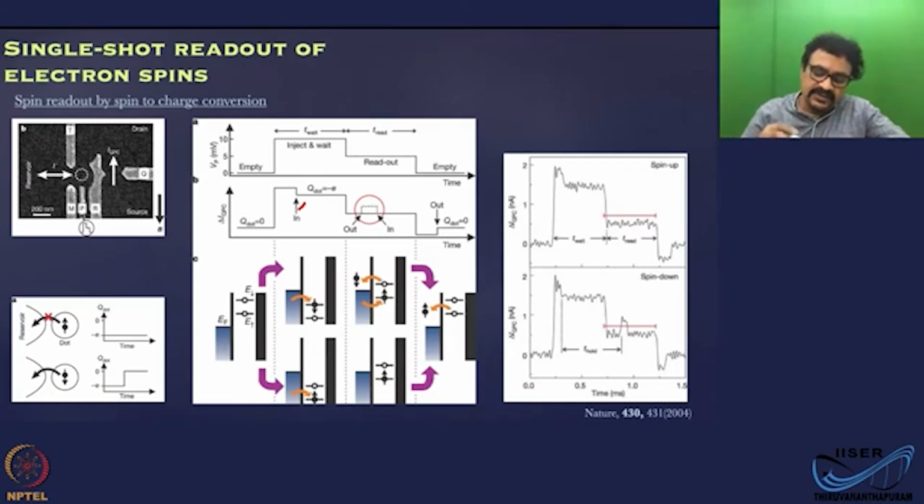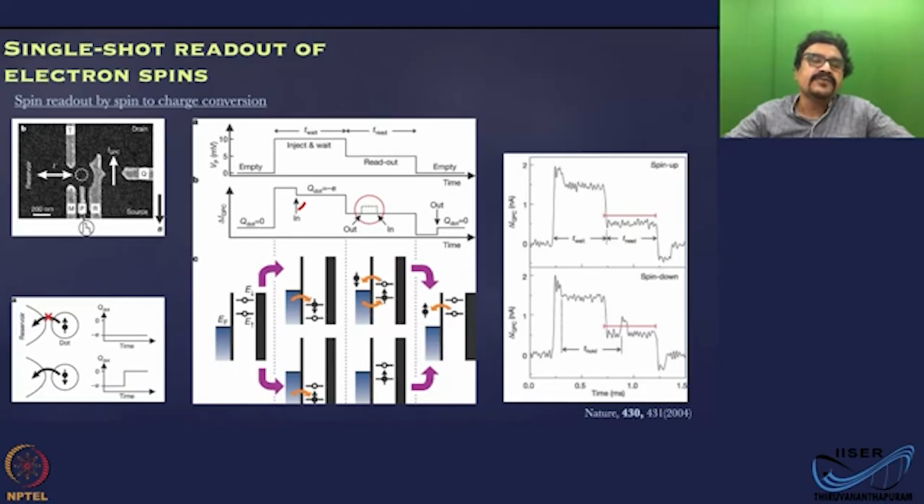So in this landmark paper, what they have done is you have a quantum dot. By energizing these gates, you get the quantum dot, and you have a quantum point contact here as a detector. This quantum point contact can actually tell you when the charge state of this dot has changed. So the idea here is you apply voltage pulses to one of the gates. In this specific experiment, the gate is labeled P.